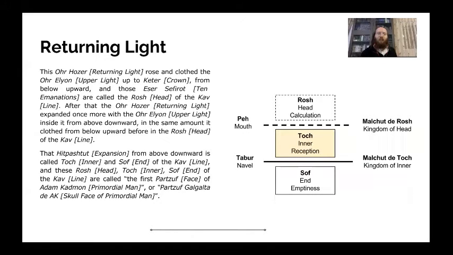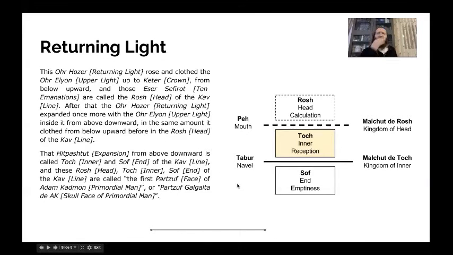After that, the Or Choser, returning light, expanded once more with the Or Elyon, upper light, inside it from above downward. In the same amount it clothed from below upward, before in the Rosh, head of the Kav, line. That Hitpashtut, expansion, from above downward, is called Toch, inner, and Sof, end, of the Kav, line. And these Rosh, head, Toch, inner, Sof, end, of the Kav, line, are called the first Partzuf, face, of Adam Kadmon, primordial man, or Partzuf Galgalta, skull face of primordial man.